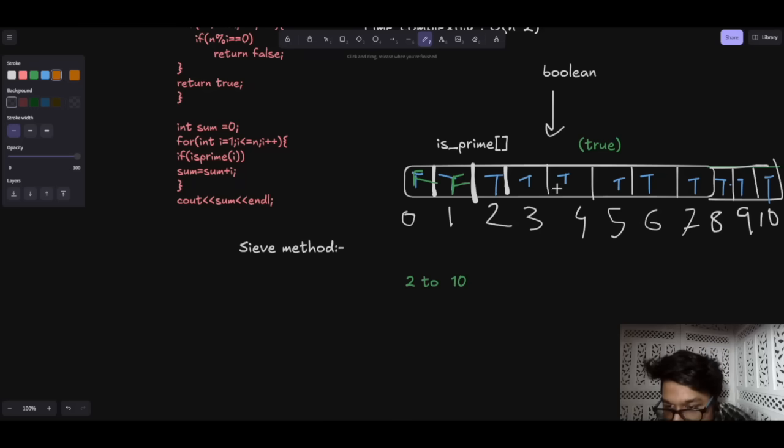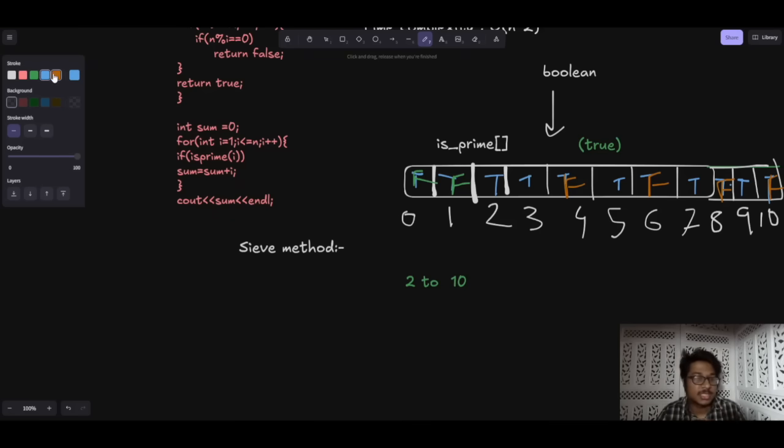So in this array, I'm going to change 4 to false. 2 into 2 is 4. 2 into 3 is 6, I'm going to change this to false. 2 into 4 is 8, I'm going to change this to false as well. 2 into 5 is 10, I'm going to change this to false as well. So already we see 0, 1, 4, 6, 8, 10 have been marked as false. The computation for 2 is over.